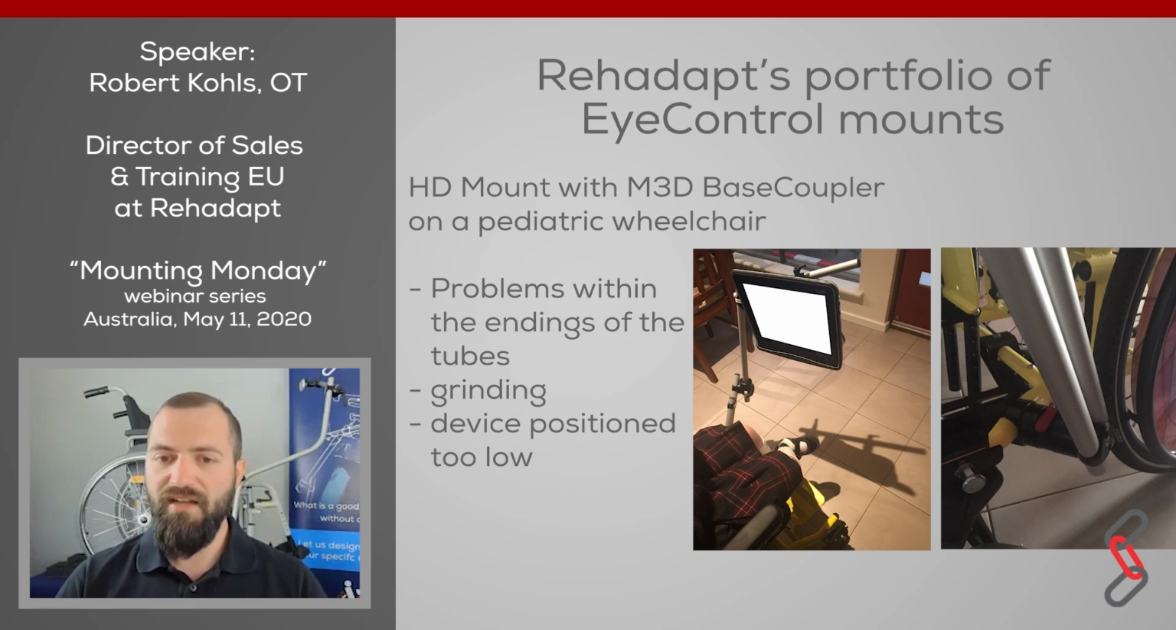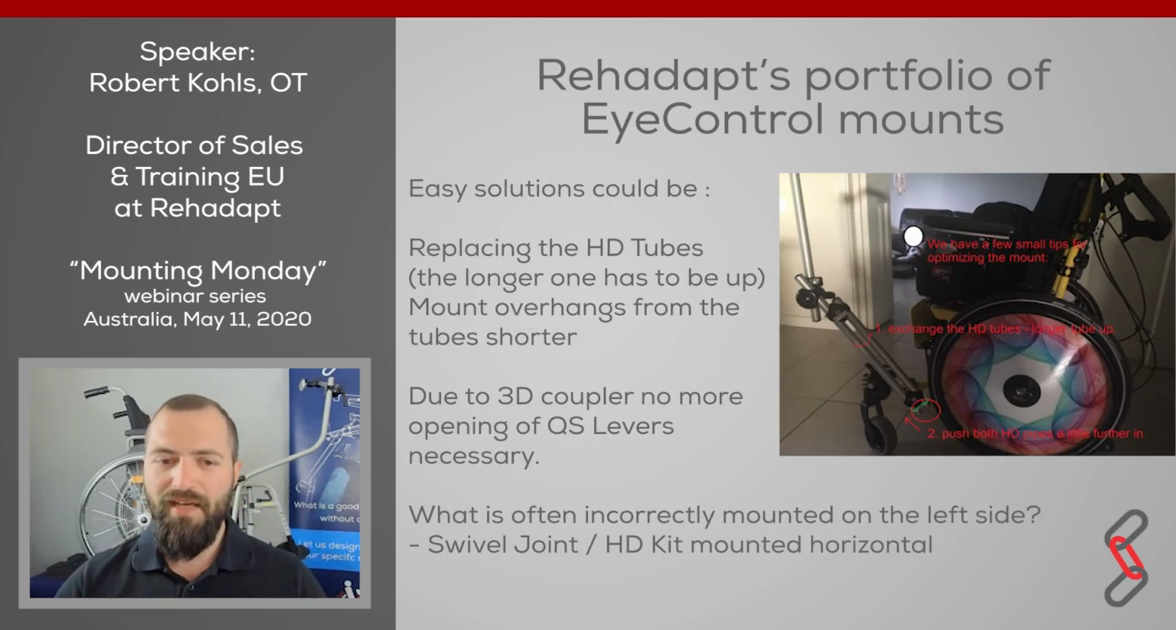So the problems were that the device position was too low for the customer, the tubes were in touch with the wheels of the wheelchair, and the device position didn't work very well for this customer. What we first recommended was, okay, why not turn around the tubes and adjust the position a little bit, just some small hints on how you could solve that issue with the customer.